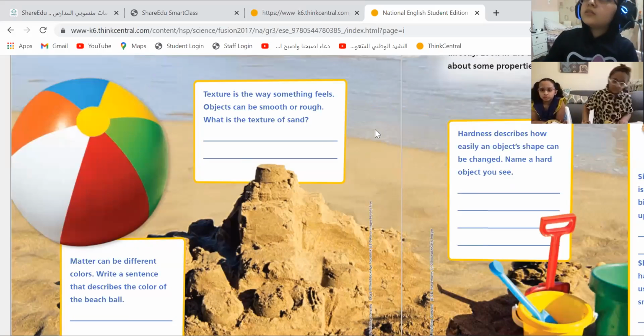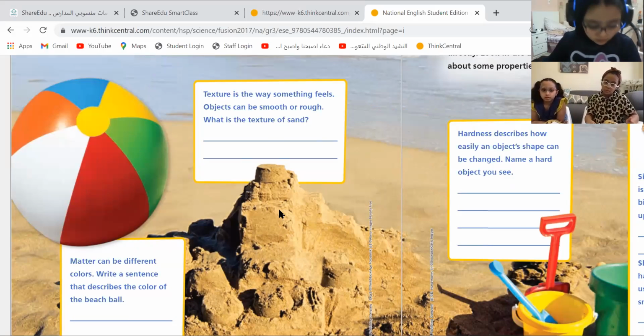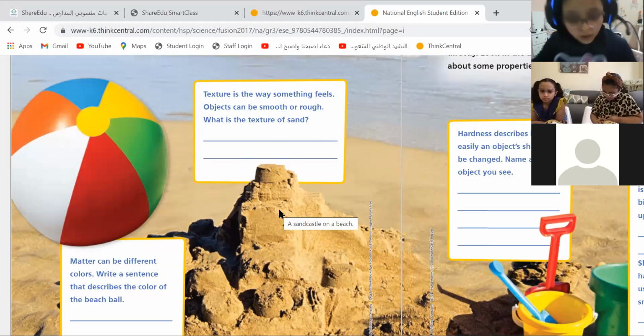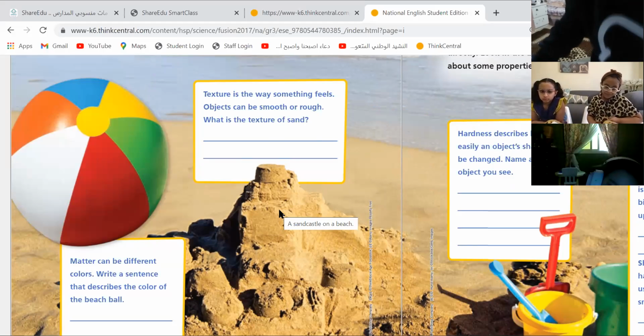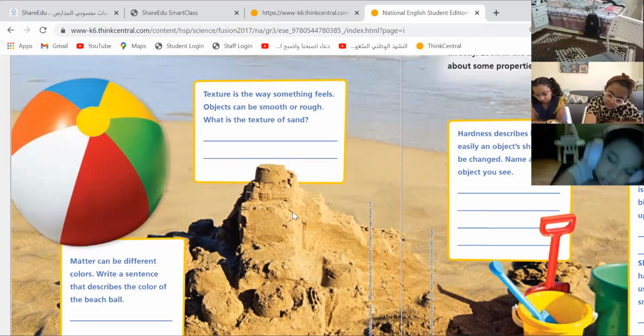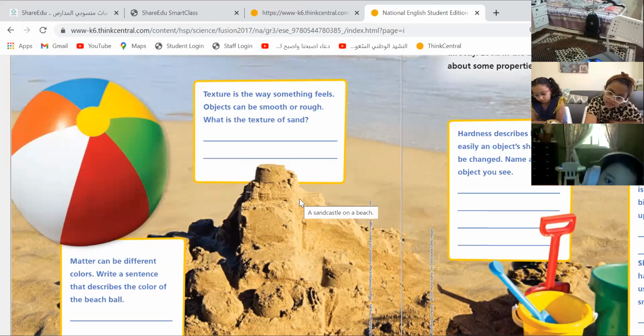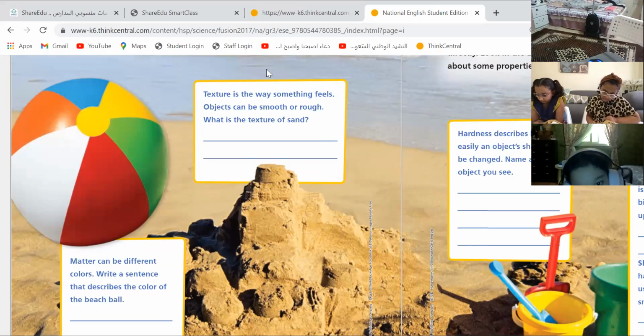What about the texture, the way something feels? You know that texture means how something feels. So look at this sand. Objects can be smooth or rough. What is the texture of sand? Who can tell me? Lara, can you tell me what is the texture of sand?